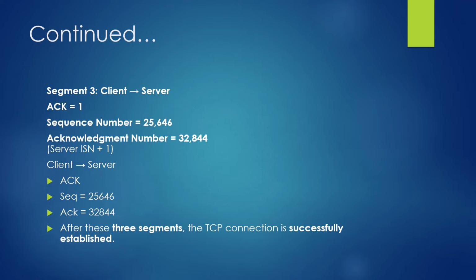After these three segments are completed, the TCP connection is successfully established. You have to write it like this only. For every question, I am explaining only what you have to write in the exam, exactly.